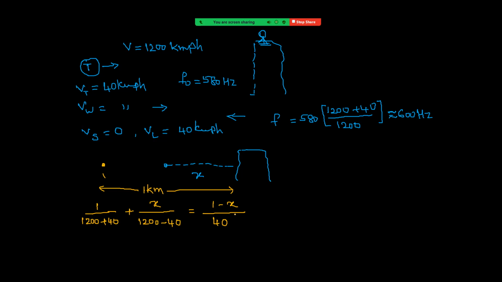Now, if you simplify this, we get the x value approximately 0.935 kilometer. Okay, that is the distance from the hill where the driver hears the echo.